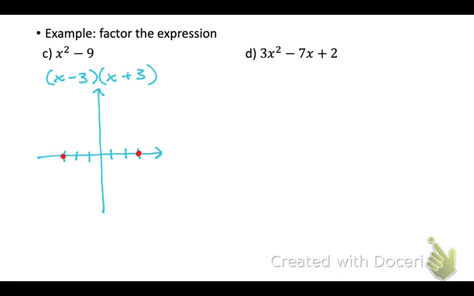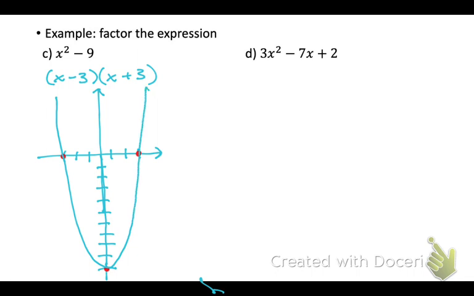Does it open up or down? Up. What's the y-intercept? Negative 9. I said negative. I was just telling you not to close it. And that also is my vertex? Yes, because 0 is exactly between -3 and 3.